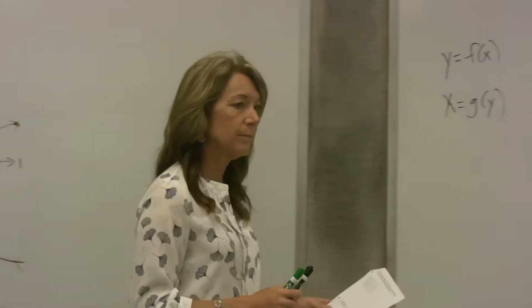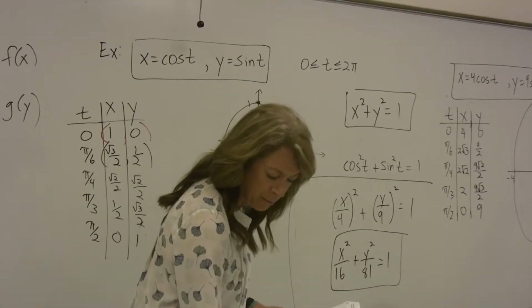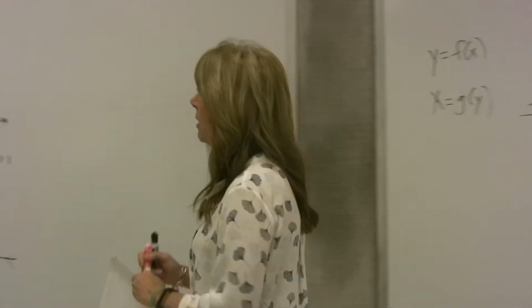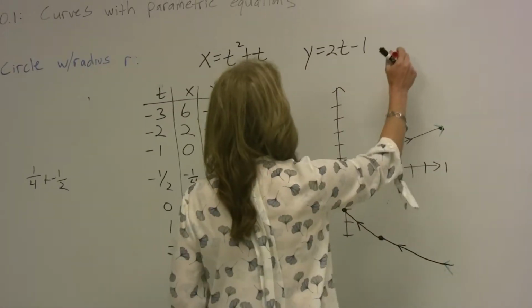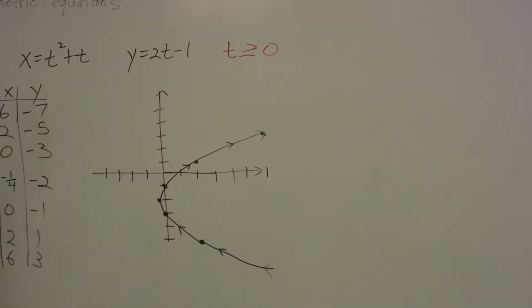Questions there? What if we had a restriction on here, which we sometimes are asked to graph? What if they said, okay, graph this curve, but here's a restriction. You only can do it for positive t's.